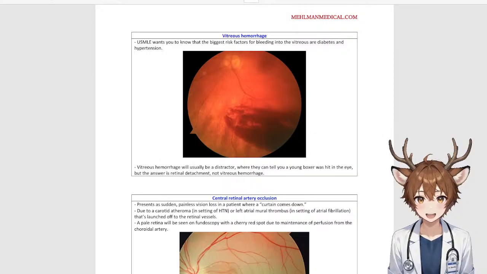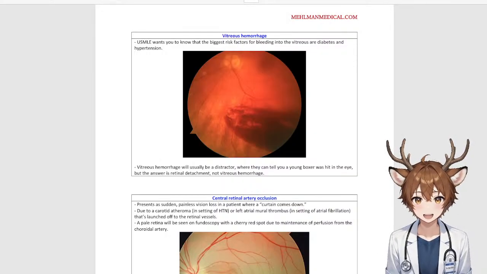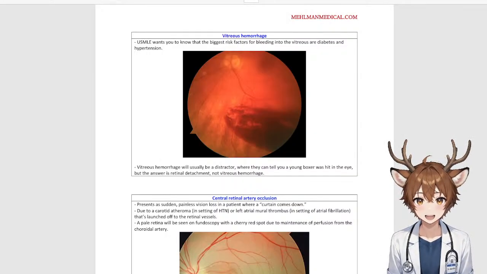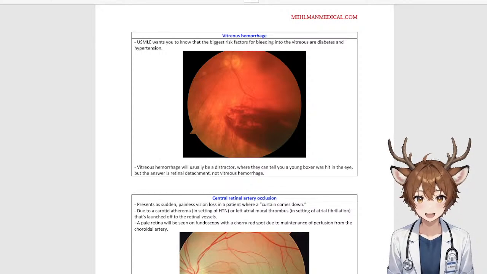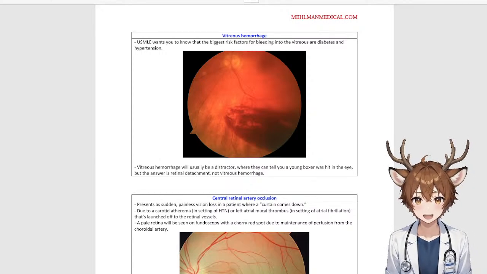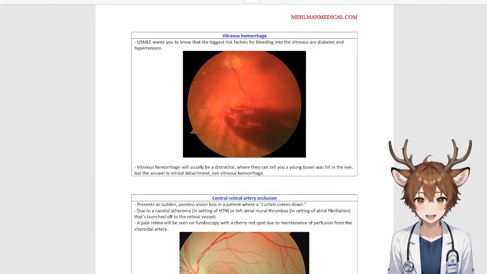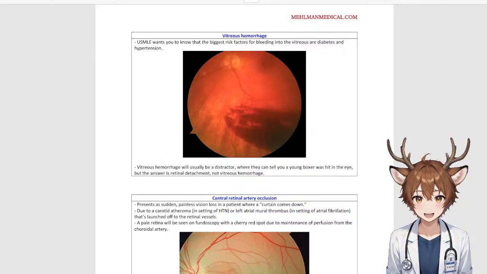Vitreous hemorrhage. USMLE wants you to know that the biggest risk factors for bleeding into the vitreous are diabetes and hypertension. Vitreous hemorrhage will usually be a distractor. Well, they'll tell you a young boxer was hit in the eye, but the answer is retinal detachment, not vitreous hemorrhage. Retinal detachment.